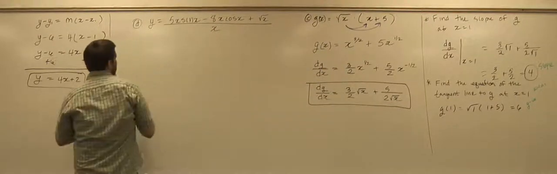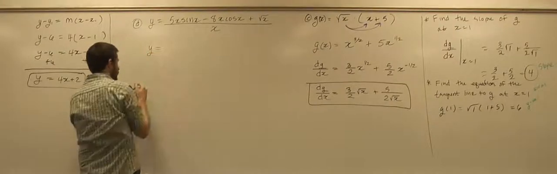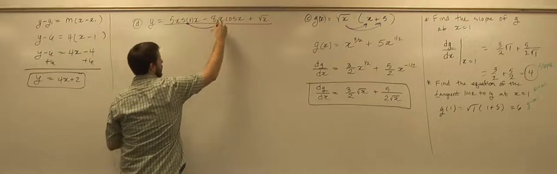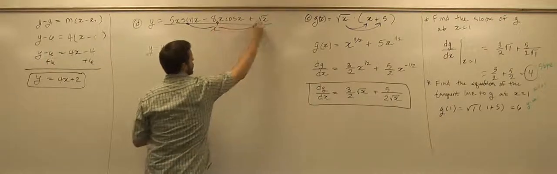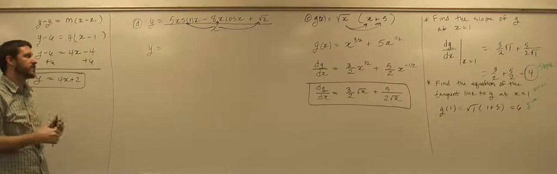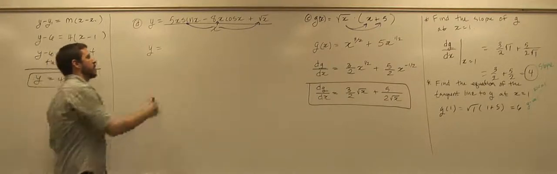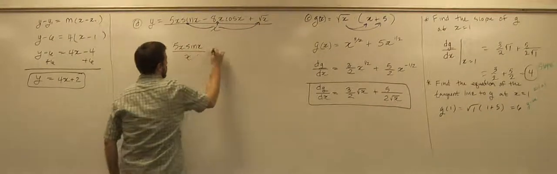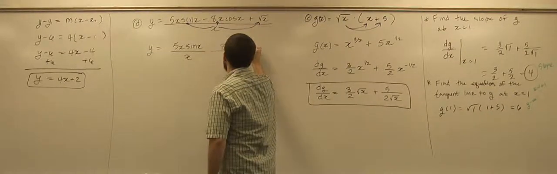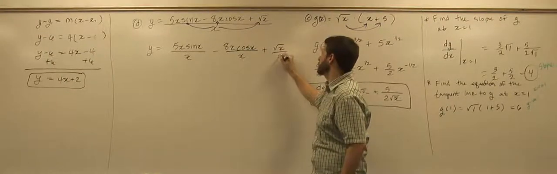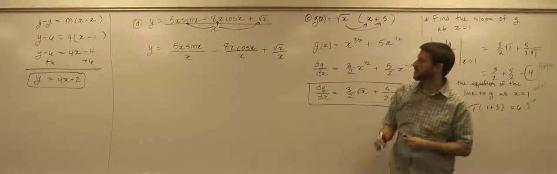One way to do the algebra here is to split this into 3 different terms. The division by x goes in here, here, and here. So there's a distribution for division just like for multiplication. This will become 5x sine x over x minus 8x cos x over x plus root x over x. The division by x goes in each term.